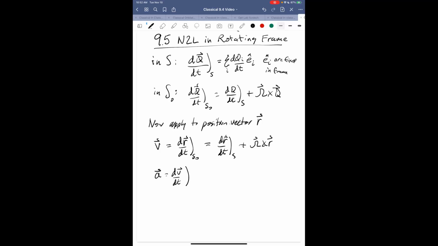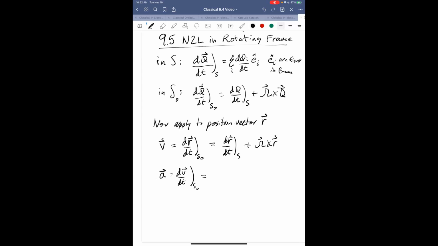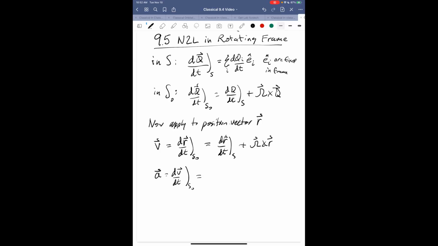And so again, I want to have this in the non-rotating frame. And so what I need to do now is basically apply this result here again to this. So this is my v vector, right? So this is acting as q, if you like. I'm going to apply this result, but now my q is this whole thing because I'm trying to differentiate the vector v.